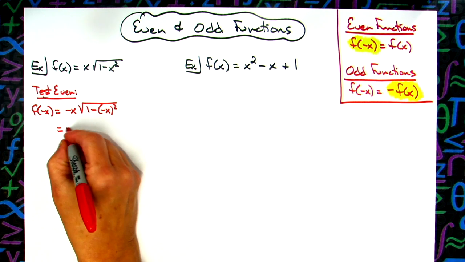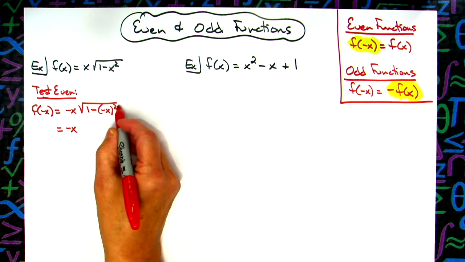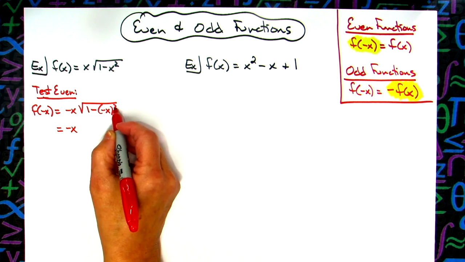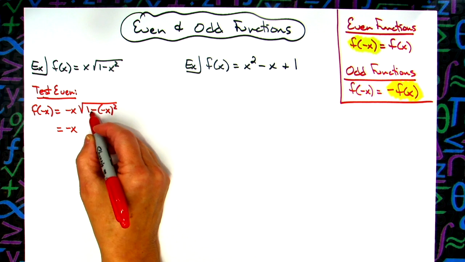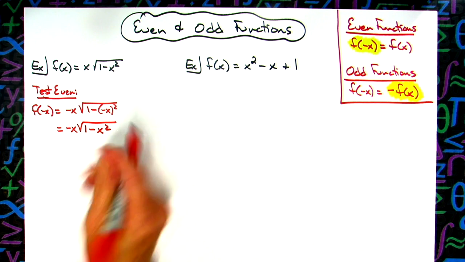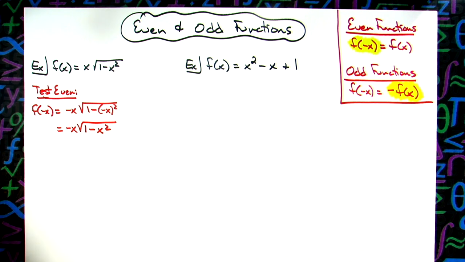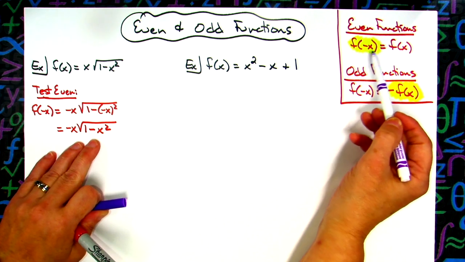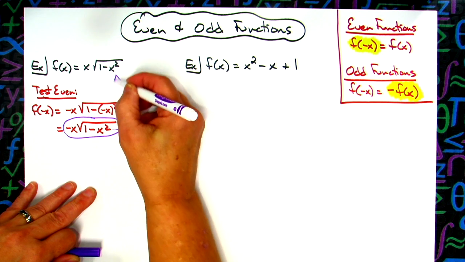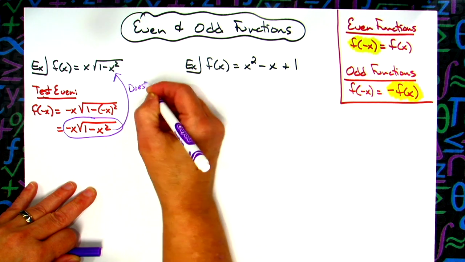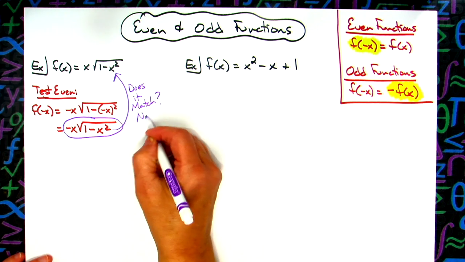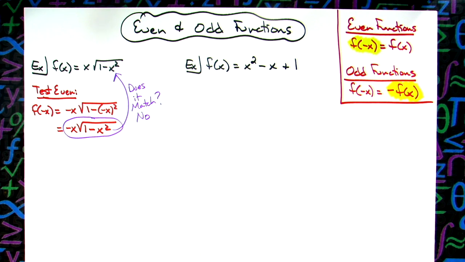Up here in front, nothing happens, negative x. Negative x to the second power, the coefficient in front is a negative 1. Negative 1 squared is a positive 1. X is squared. This sign in front doesn't change. So this becomes a 1 minus an x squared. Now, when we get to that part, according to the formula, we're supposed to check to see if it equals the original function. So does this match the original function? That's the question. Does it match? In this case, the answer is no. So that means this function is not an even function.